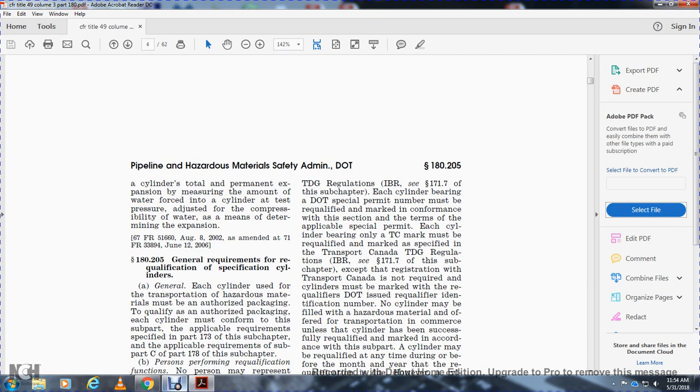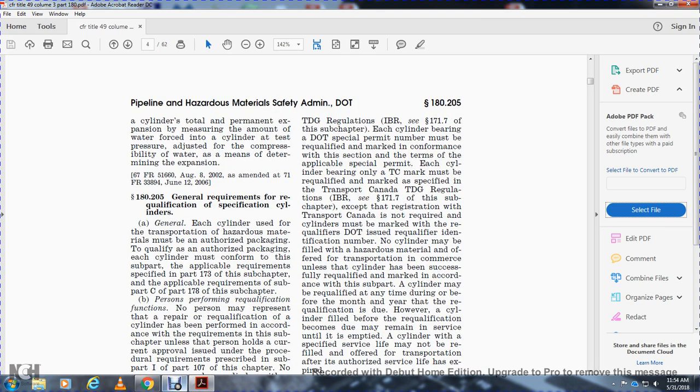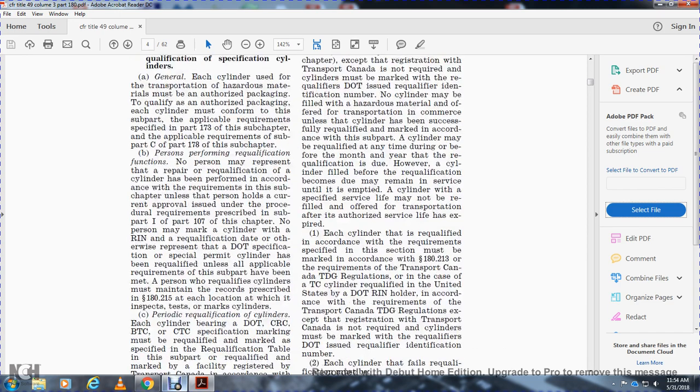Section 180.205, general requirements for requalification of specification cylinders. Each cylinder used for the transportation of hazardous material must be an authorized packaging. Each cylinder must conform to the applicable requirements specified in Part 173 of the subchapter and the applicable requirements of Subchapter C of Part 178 of the subchapter.